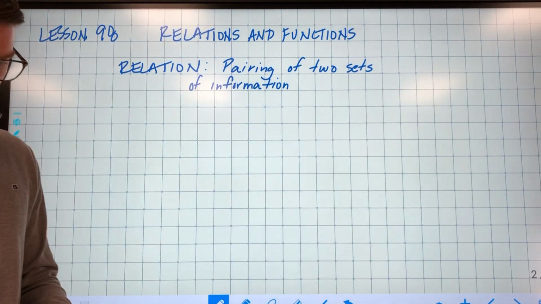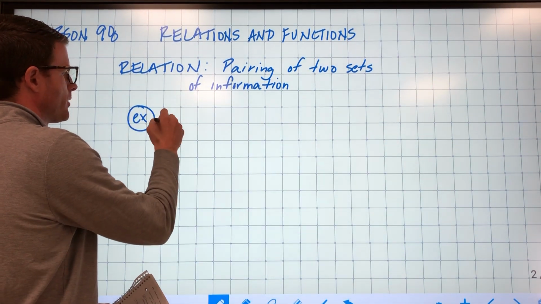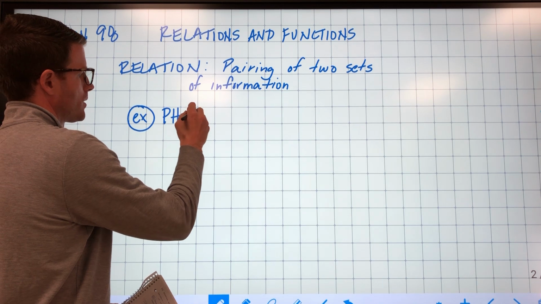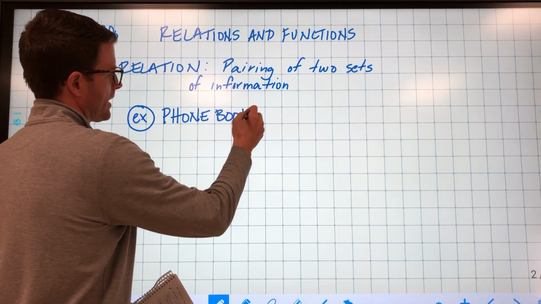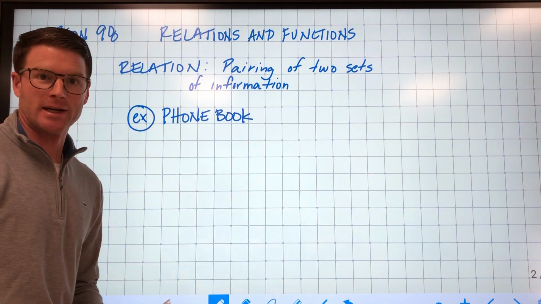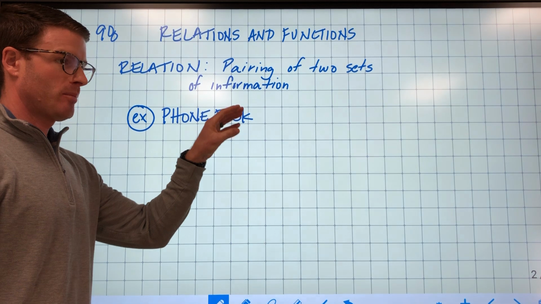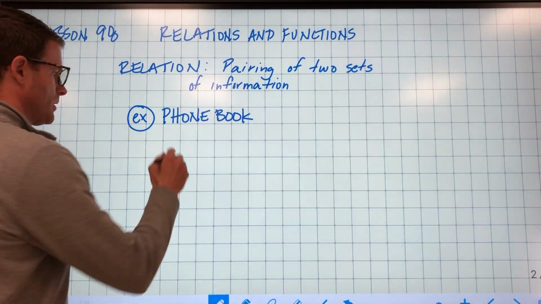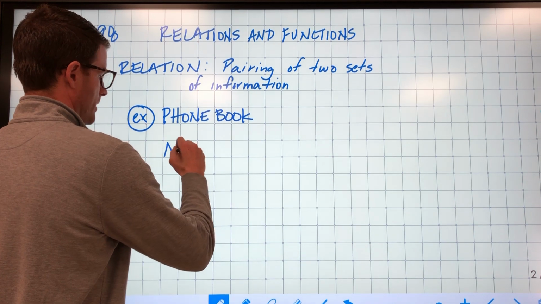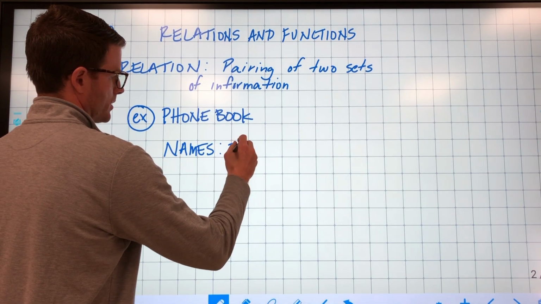So some examples, right? An example would be a phone book. Kind of a thing of the past, right? But a phone book pairs two sets of information: people's names with their phone numbers, right? So the two pieces are names and phone numbers.